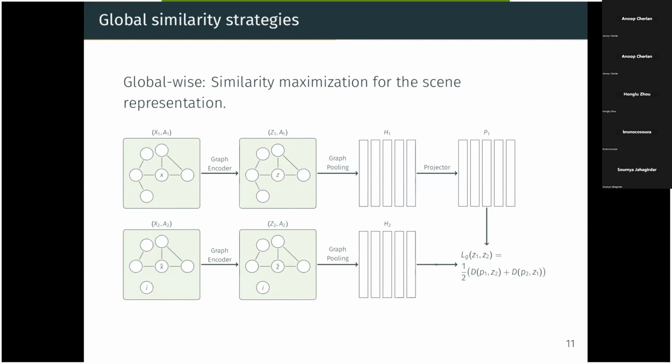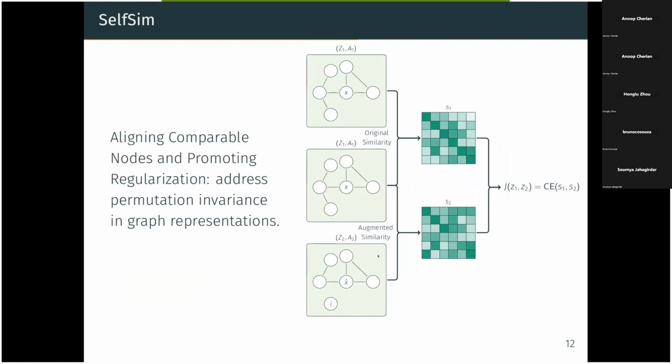Here, global-wise, inspired by when using images: after passing the scene graph through a graph pooling, you just try to maximize this whole information, because maybe the whole information of the scene is important for the task. So you maximize this information.